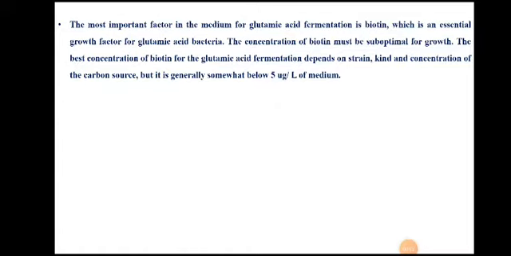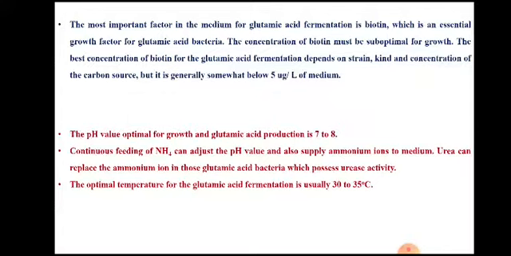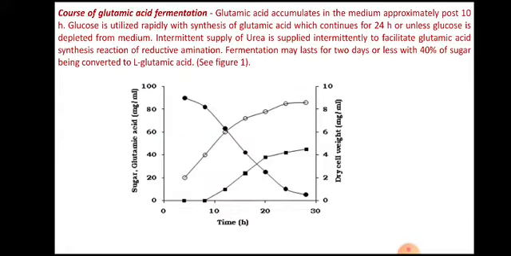Glutamic acid requires 5 micrograms per liter of biotin in the medium. We have discussed the importance of adding urea and the optimum temperature. This is the course of production of glutamic acid, that means whatever events and changes happen during the incubation period. Glutamic acid is a primary metabolite.